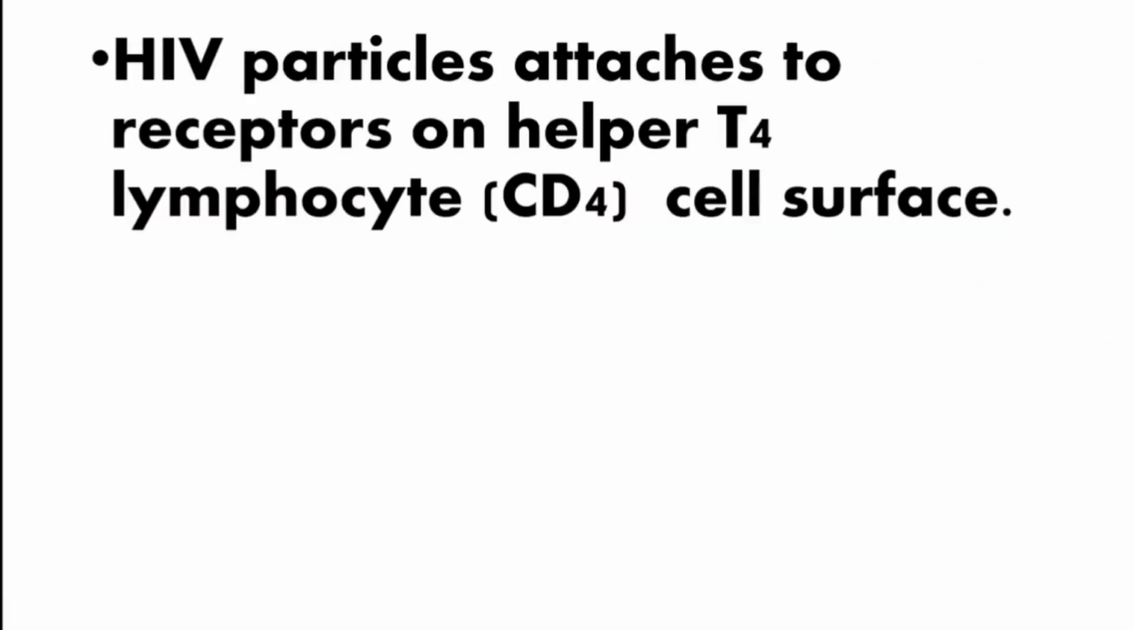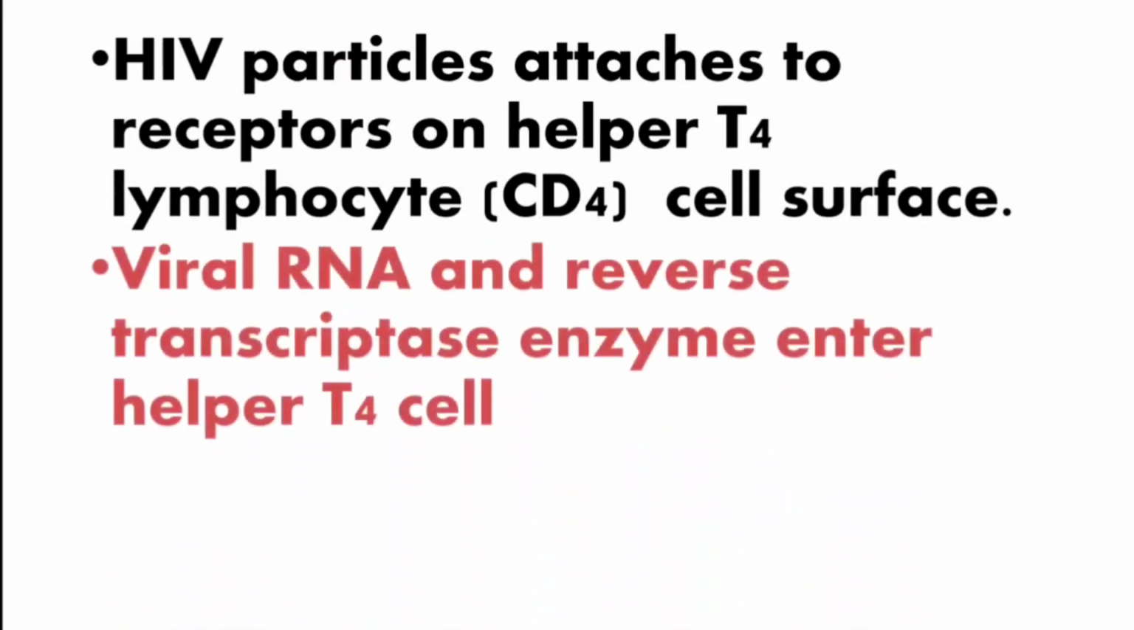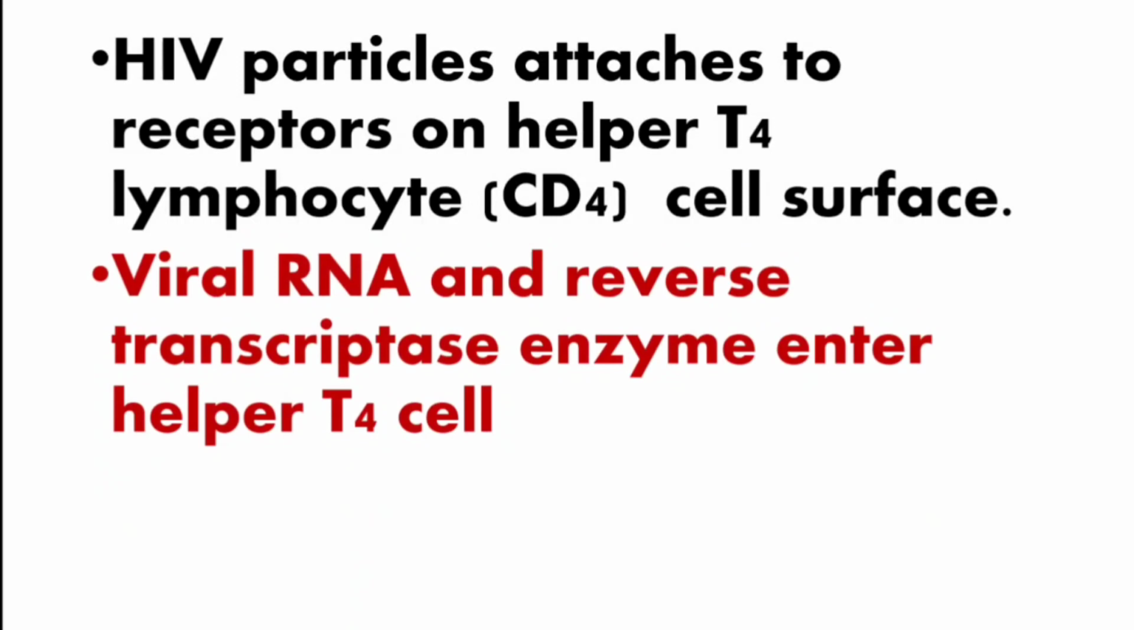Now we can move on to the pathogenesis of HIV, that is, what happens if an HIV particle enters our body. Firstly, the HIV particle attaches to the receptors on the helper T4 lymphocyte cells. Then, as we already said, the inner core contains the RNA and the reverse transcriptase enzyme. These two enter into the helper T4 cell.